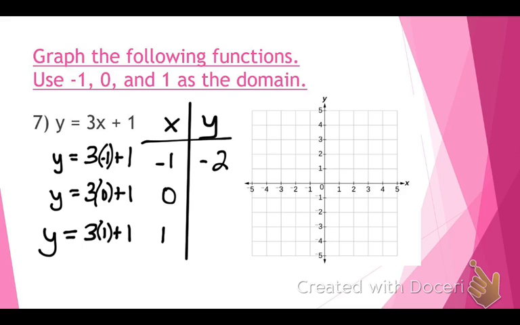Next up, what is 3 times 0? 0. Plus 1? 1. Very good. And the last one, 3 times 1 plus 1. 4. Very good. Okay. What is my pattern that I have going on right here, guys? 3 plus 3. Add 3 every single time. All right, now let's try to figure this out.